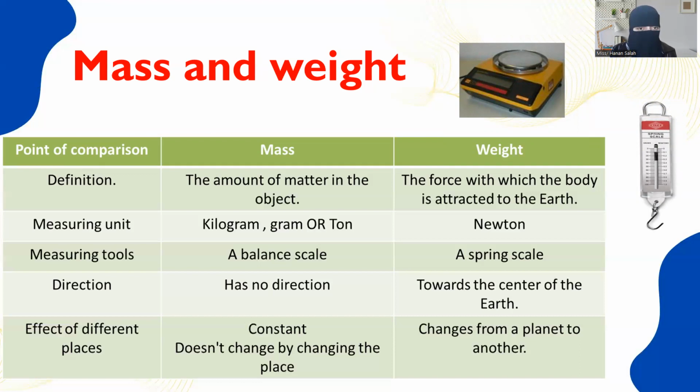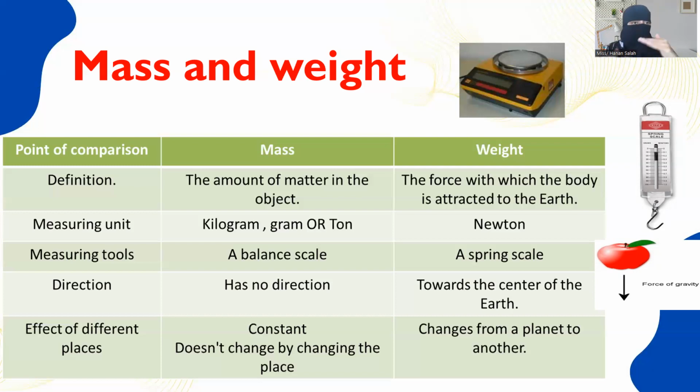What about the direction? Mass has no direction. There is no direction for mass. But for weight, you have a direction. Weight has a direction towards the center of the Earth. And that's related to the gravity. Anything on the Earth, anything on any planet will go towards the center because there is the gravity. That's about mass and weight.